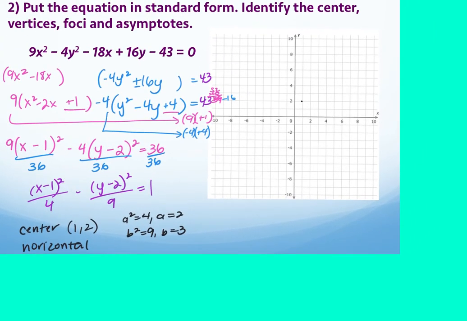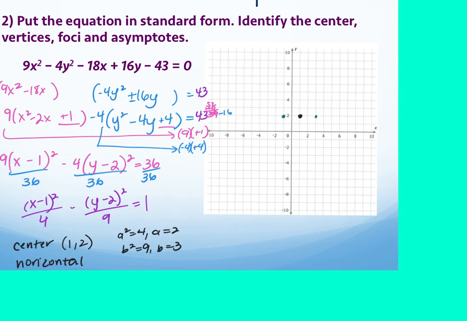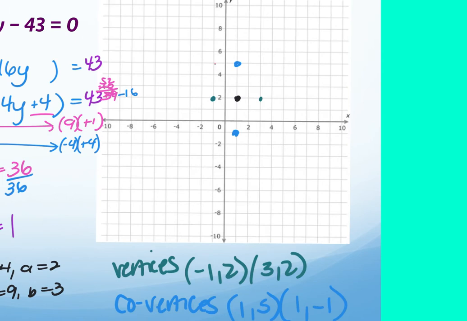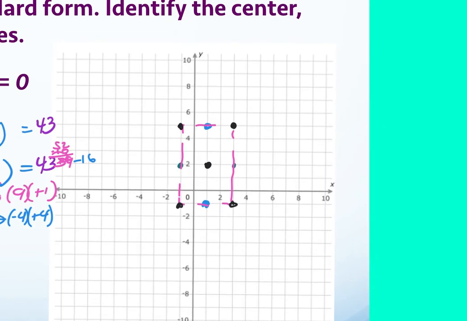So (1, 2) is my center. We said it's horizontal, so I'm going right and left the a. So right 2, left 2, and those are the vertices: (negative 1, 2) and (3, 2). I go up and down b, which is 3, and those are the co-vertices: (1, 5) and (1, negative 1). And then I would make the little box, find the corners of that box, and draw the asymptotes through the opposite corners.